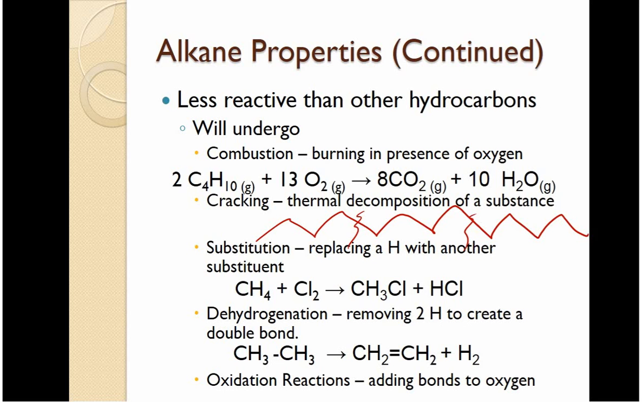They will undergo substitution reactions where you can take a hydrogen off and replace it with something else like chlorine. Halogens are great for this. They will really replace hydrogens pretty well. Dehydrogenation means you take two hydrogens off, you make a double bond. That's going to be an alkene that we talk about in a few minutes. And the other thing you can do is you can oxidize them by adding in oxygen. Okay, and we're going to talk about this in the next video after we've gone through a lot of the classification of compounds. It's just easier to see after we've done some.